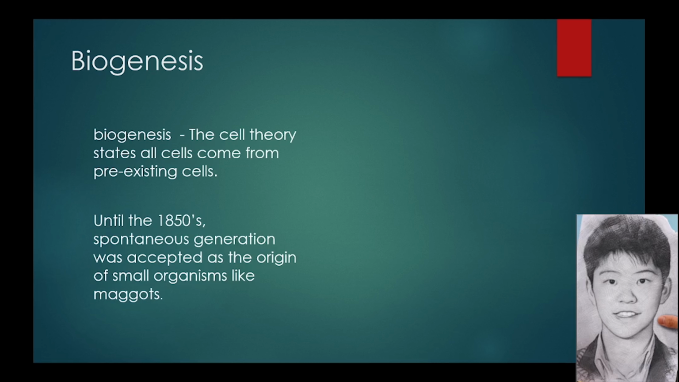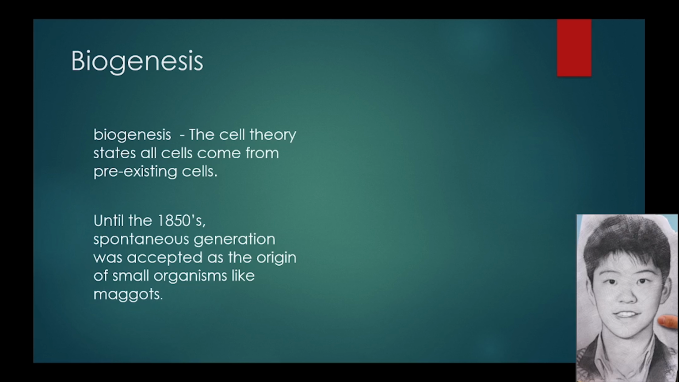Henry Carlton Bastian found about biogenesis, meaning the generation of life form from non-living materials. But Thomas Henry Huxley modified the meaning to our current one. Until the 1850s, spontaneous generation was accepted as the origin of small organisms like maggots. In other words, maggots could suddenly be formed from anything, even a grain of sand.